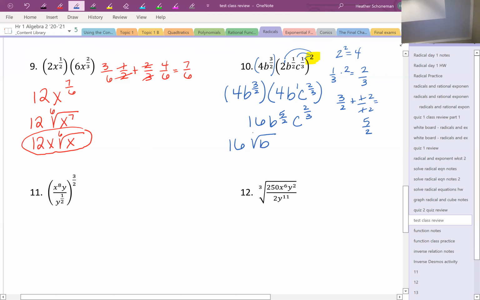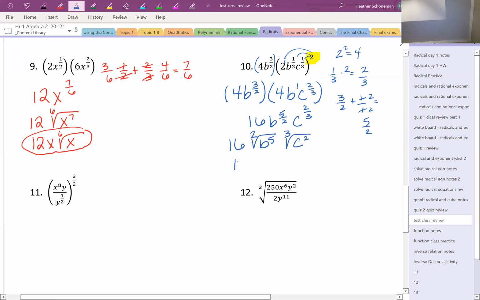B goes in the radical. The 2 of the denominator goes on the shelf. And the 5 is the exponent. On the next one, C goes into the radical. 3 goes on the shelf. 2 is the exponent. But before I can say I'm done, I need to check to see if they simplify more.